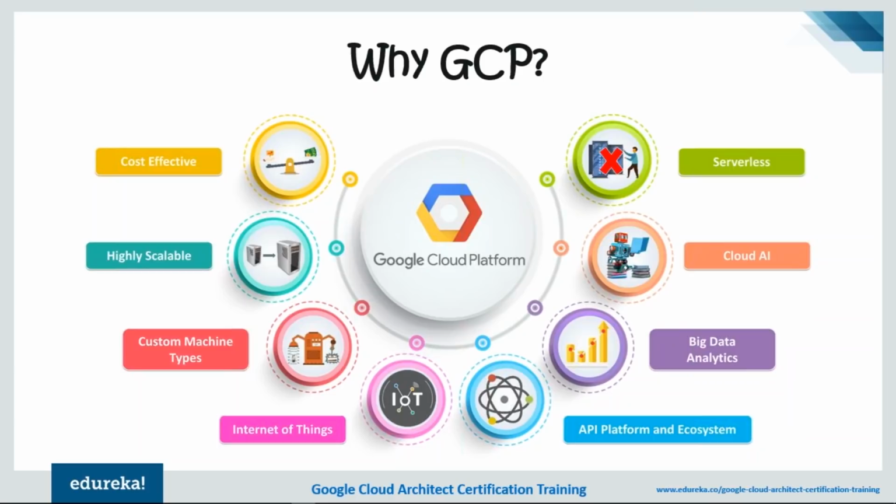Now, coming to the Internet of Things, Google Cloud Platform has an IoT-specific intelligent platform that unlocks business insights from your global device network. Google Cloud IoT is a set of fully managed and integrated services that allow you to easily and securely connect, manage, and ingest IoT data from globally dispersed devices at a large scale. You can also process them, visualize them, and analyze them in real time. Coming on to API platform and ecosystem, Google Cloud Platform's cross-cloud API platform enables businesses to unlock the value of data.